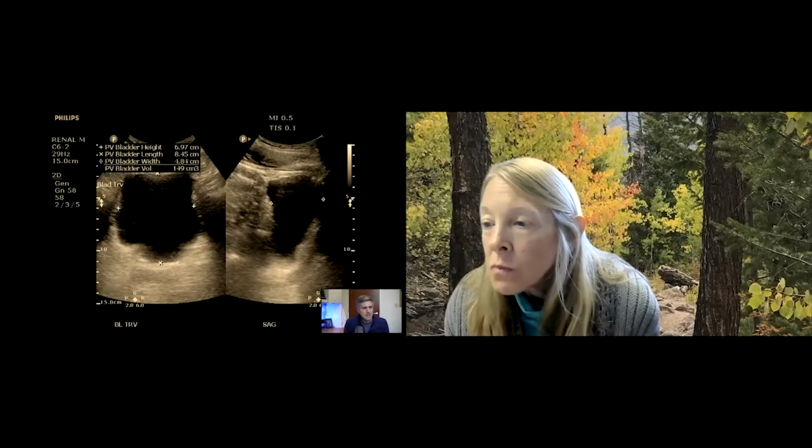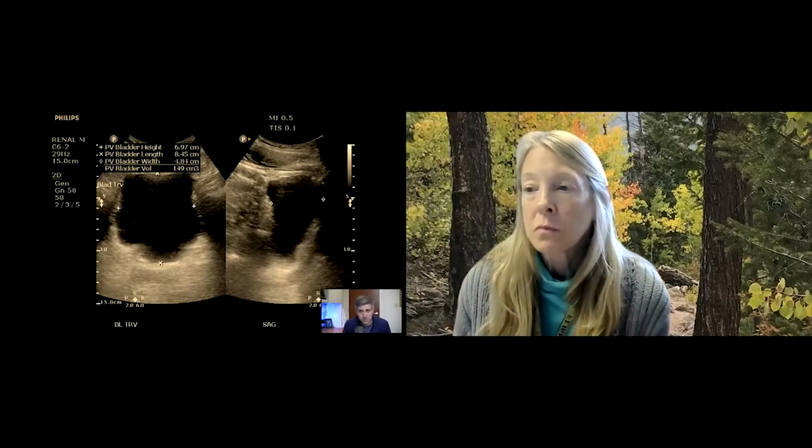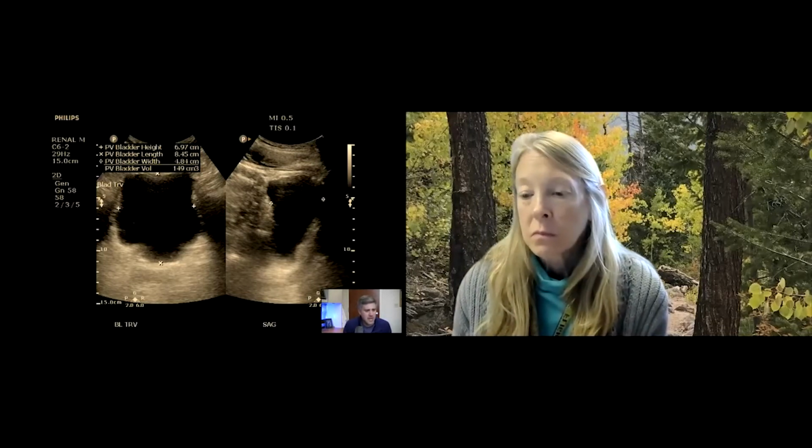But again, it is going to be a thin-walled structure. Normally, you won't really see the wall all that well, right? And normally, if the patient's able to void pretty routinely and without difficulty, it's going to have a small volume. Now, if they've been holding it for a while, they may be a lot larger.